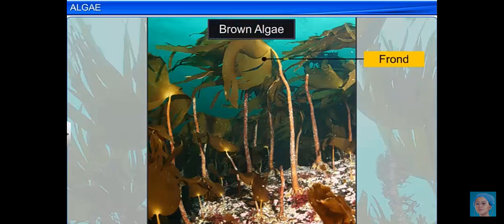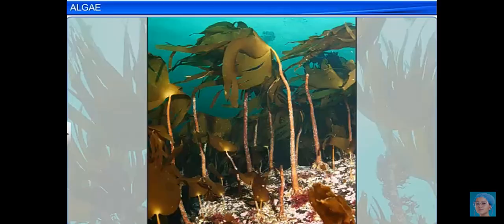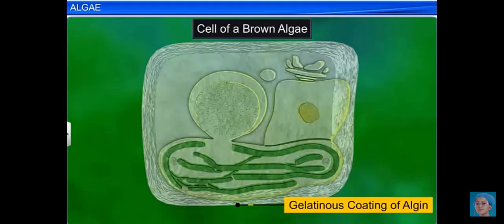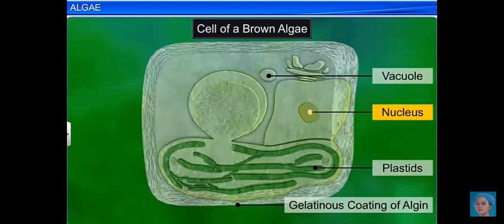The plant body consists of a frond, a leaf-like photosynthetic organ, and a stipe that functions as a stalk. The frond and stipe are attached to the substratum by a holdfast. The vegetative cells of brown algae have a cellulosic wall, which usually has an outer gelatinous coating of algin. The protoplast inside the cell has plastids, and a centrally located vacuole and nucleus.